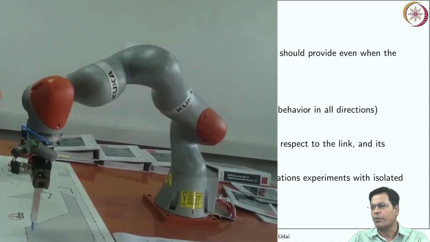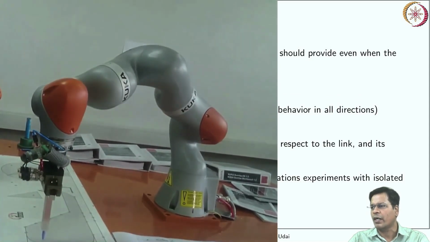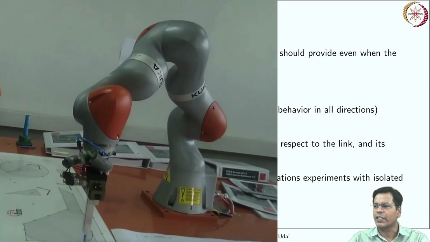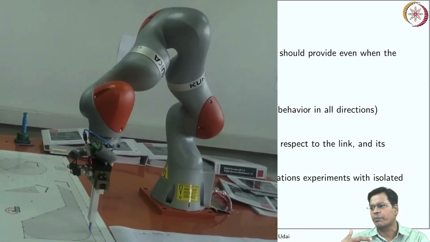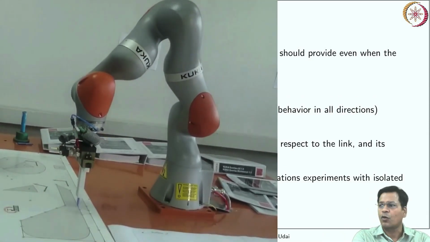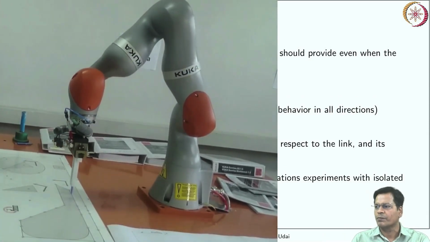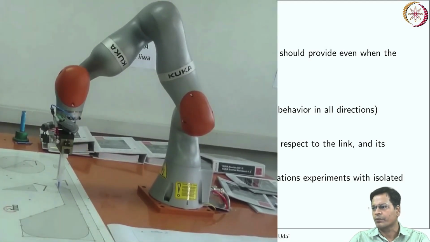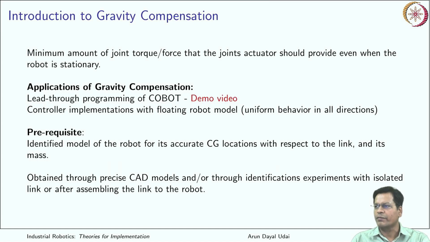This is a type of collaborative robot, the KUKA iiwa, with a 5 kg payload capacity. Nowadays there are cobots with even greater payload capacity, like 20-25 kg, which can also be dragged in a similar way. You see, this is one of the applications, and controller implementation with a floating robot model is easier.